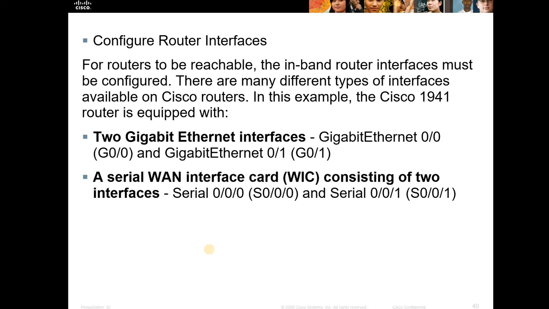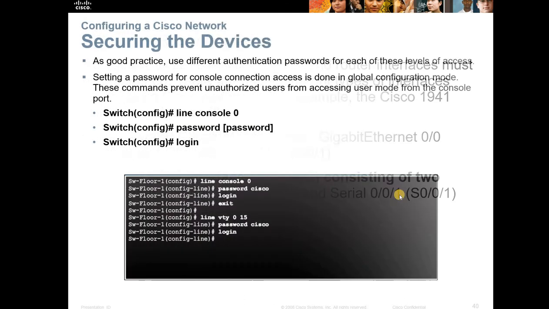Configure router interfaces. Generally, for routers to be reachable, the in-band router interfaces must be configured here. There are many different types of interfaces available on Cisco routers. For example, the Cisco 1941 router is equipped with 2 Gigabit Ethernet interfaces, GigabitEthernet 0/0 and GigabitEthernet 0/1. The serial WAN interface card consists of 2 interfaces, serial 0/0/0 and serial 0/0/1.